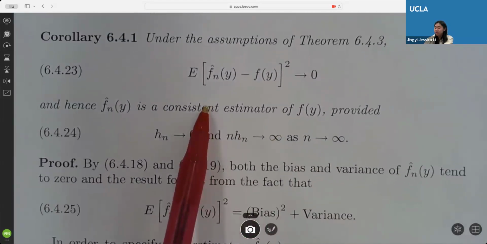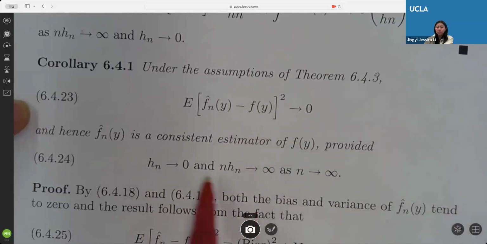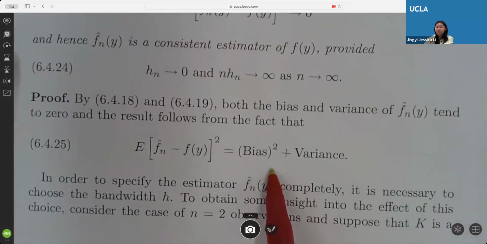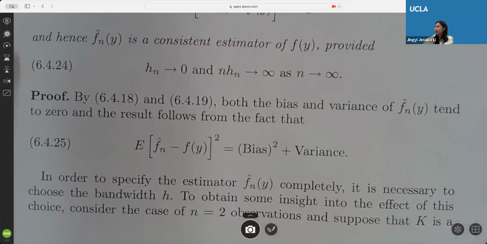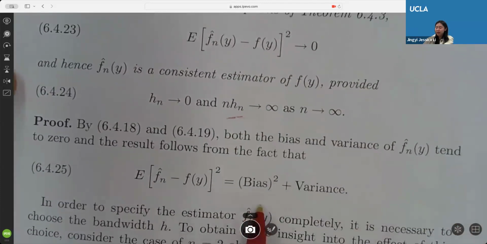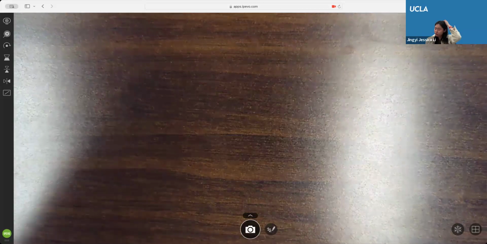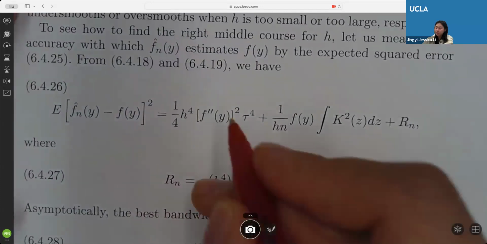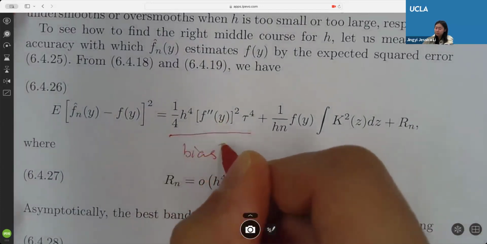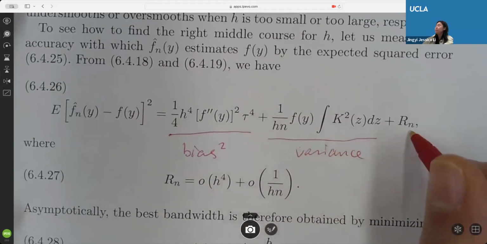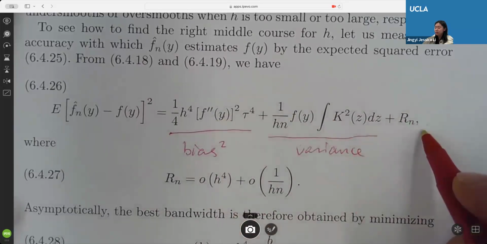So first of all, we know that as these two conditions hold simultaneously, mean squared error will go down to 0. But between the bias and variance trade-off for a given n, how do I find the optimal h_n? So bias-variance trade-off, where I'm using the formula we just got already. This is the dominant term from the bias squared. This is the dominant term from the variance. And this is a remainder. Compared to these two, they are smaller.